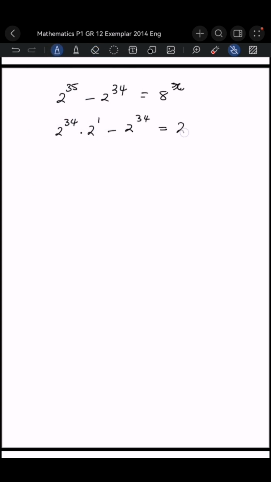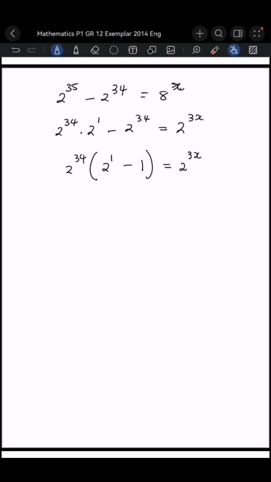Continue. This is going to be 2 raised to the power of 3 multiplied by x. Alright. We factor the like terms, which is going to be 2 raised to the power of 3x. In the bracket, we're going to have 2 raised to the 1 minus 1, which is all equal to 2 raised to the power of 3x.